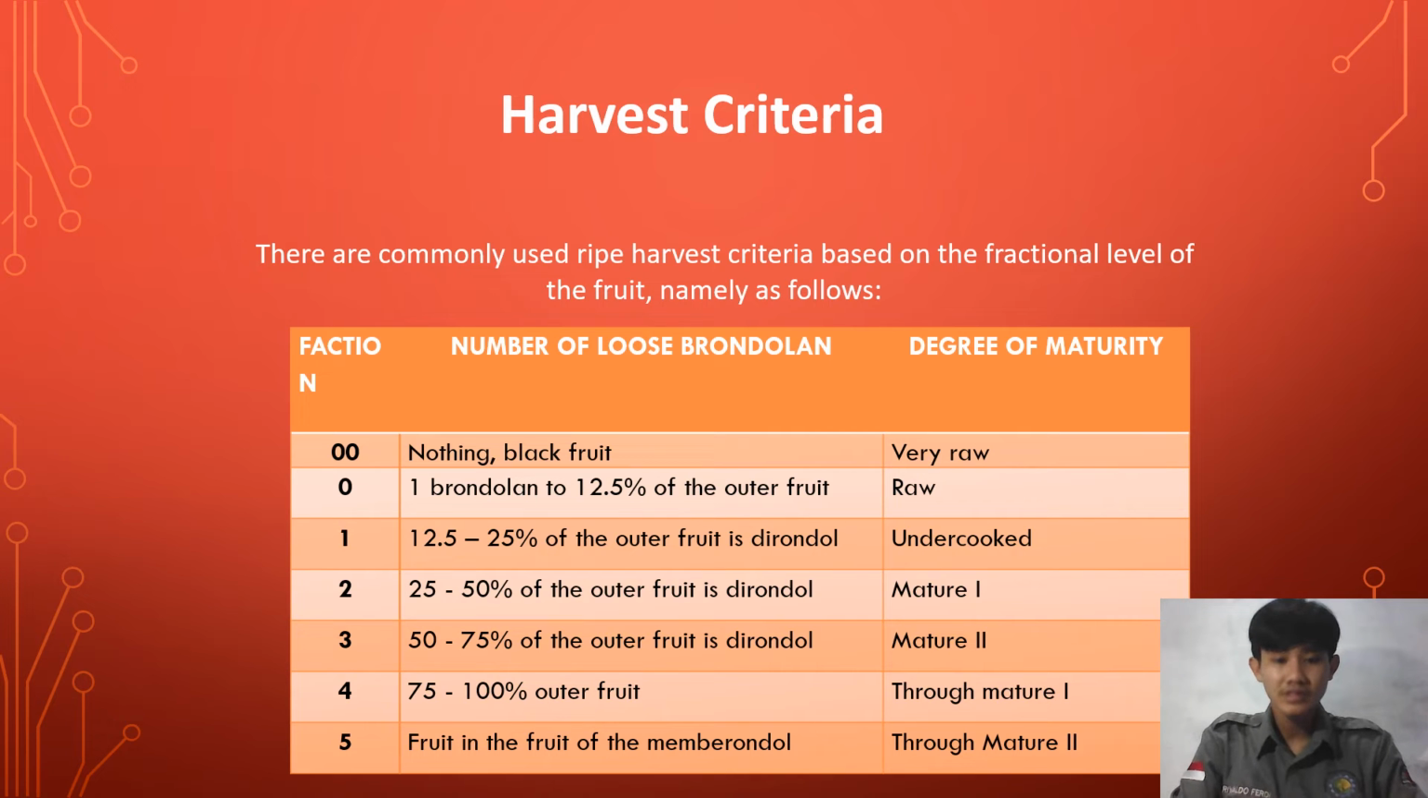And fraction number 3, 50 up to 75% of the outer fruit is brondol. Degree of maturity is mature 2. And fraction number 4, 75 up to 100% outer fruit and degree of maturity is overripe 1. And the last fraction is number 5, fruit in the fruit of the brondolan. Degree of maturity is overripe 2.